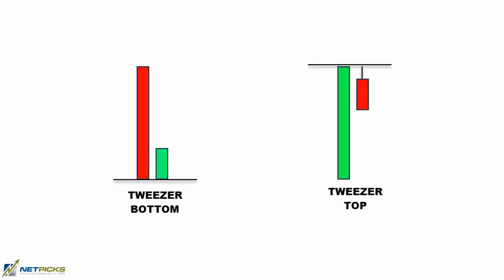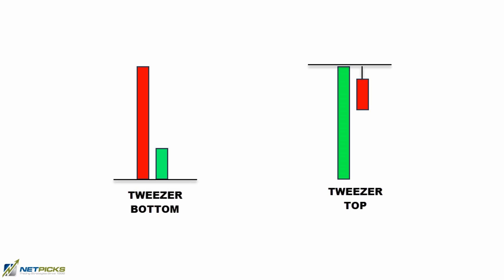So we have two types of tweezer patterns that we're looking for. The first one is a tweezer bottom. It's a bullish reversal pattern, and it shows the potential end of a downtrend. Tweezer tops are a bearish reversal pattern. It shows the potential end of an uptrend.